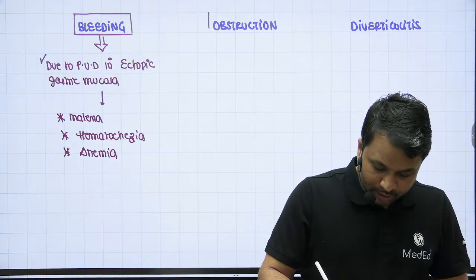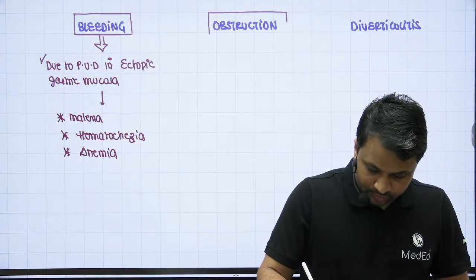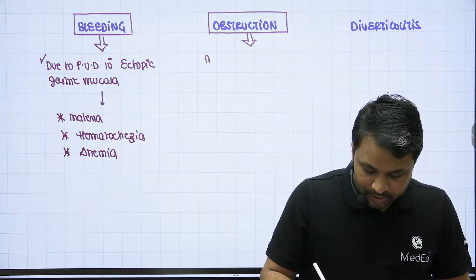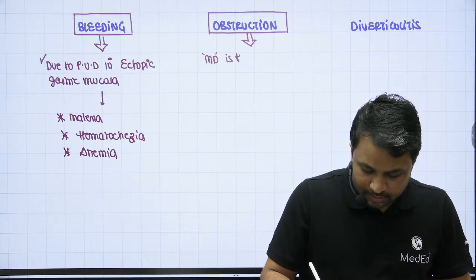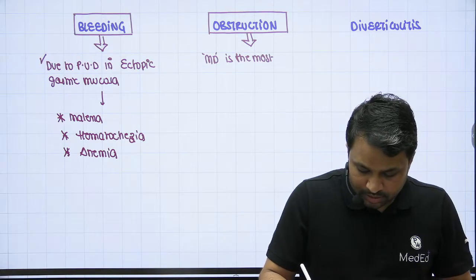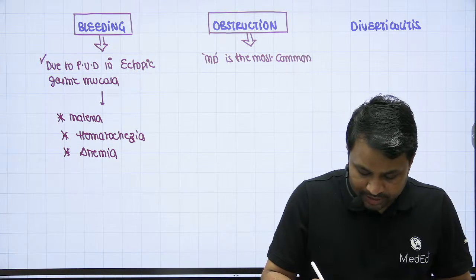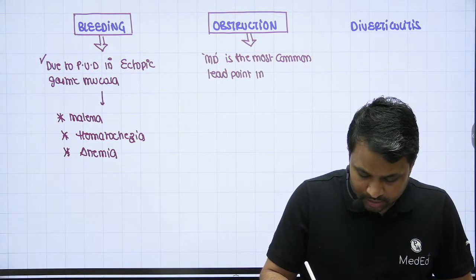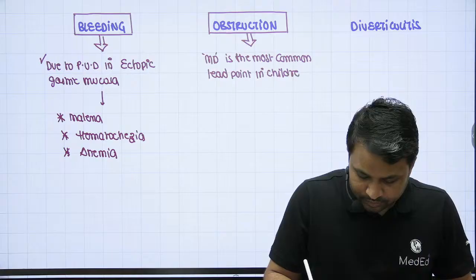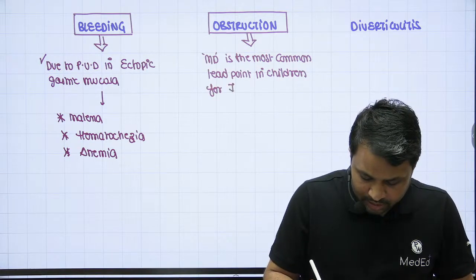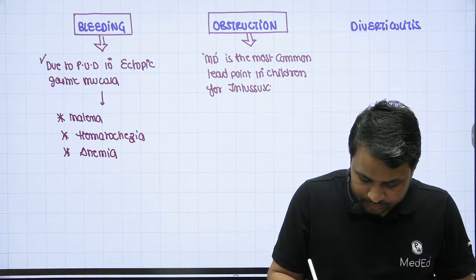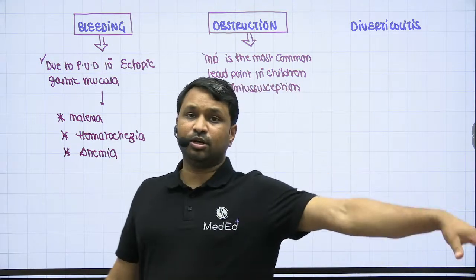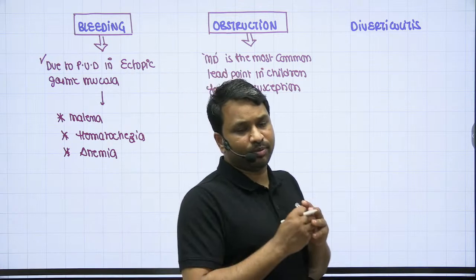It can also present to you as obstruction. So how does Meckel's diverticulum cause obstruction? Remember, Meckel's diverticulum is the most common lead point in children for intussusception. So here the obstruction is due to intussusception. What is intussusception? I'll talk in a bit. In intussusception, you see one loop of the bowel going into another.